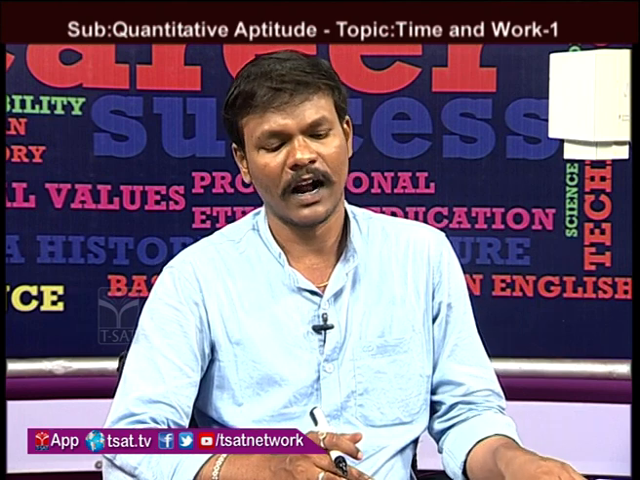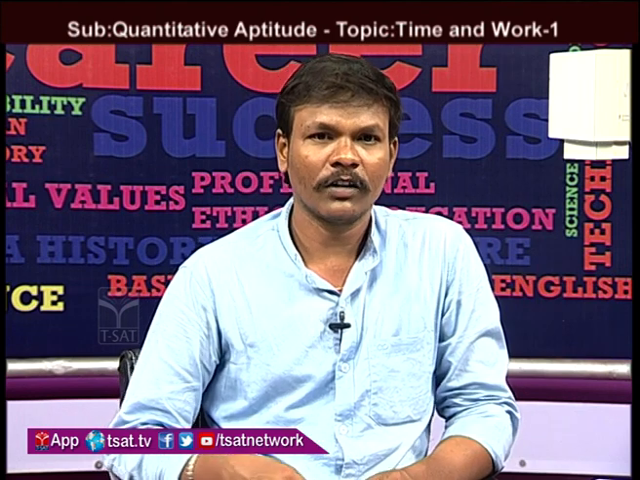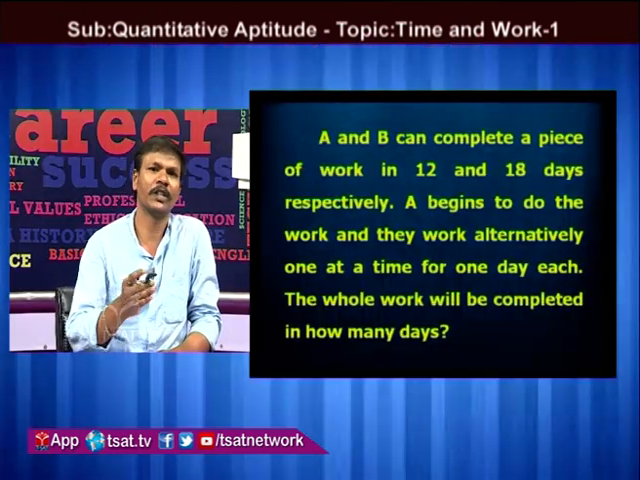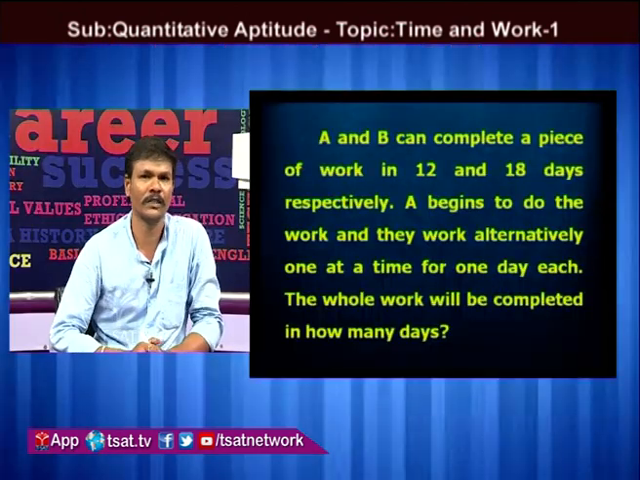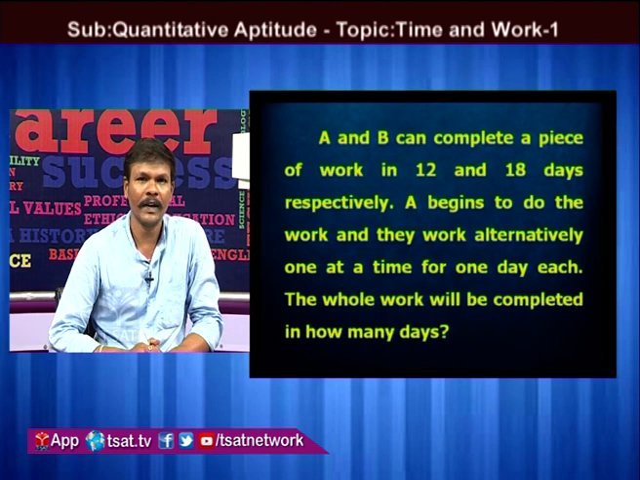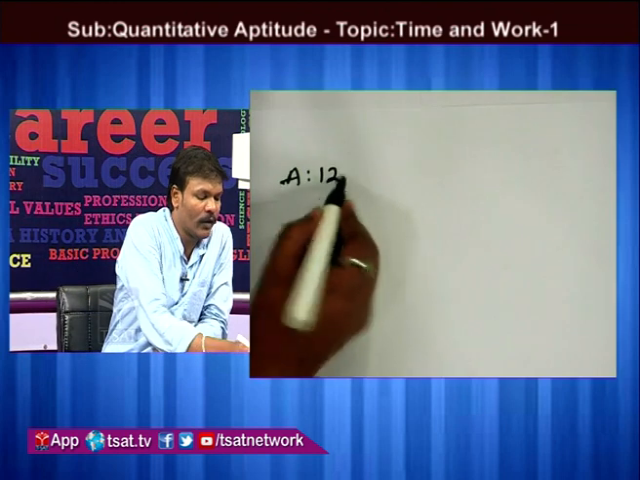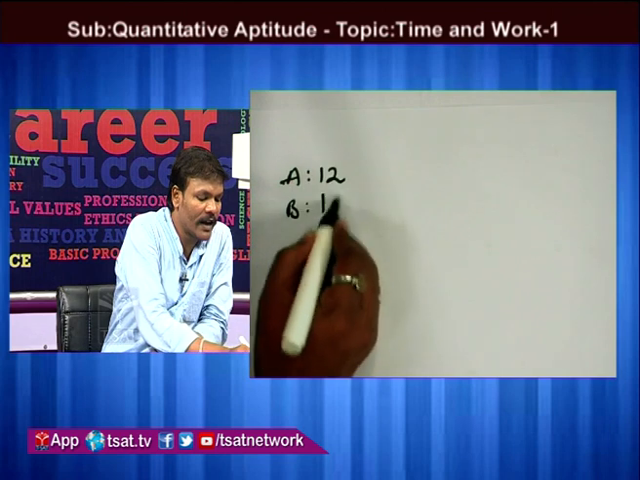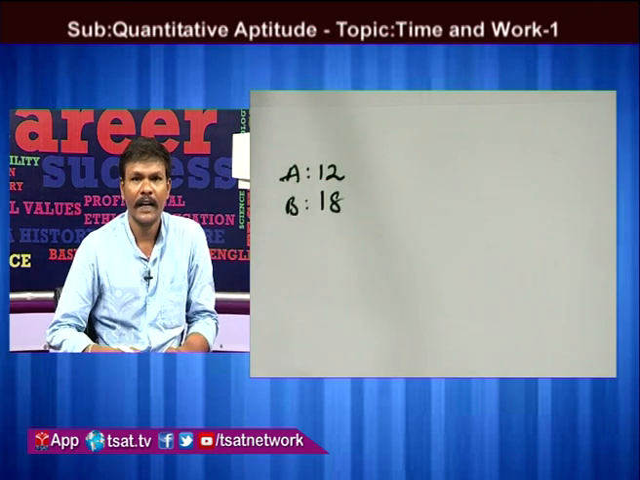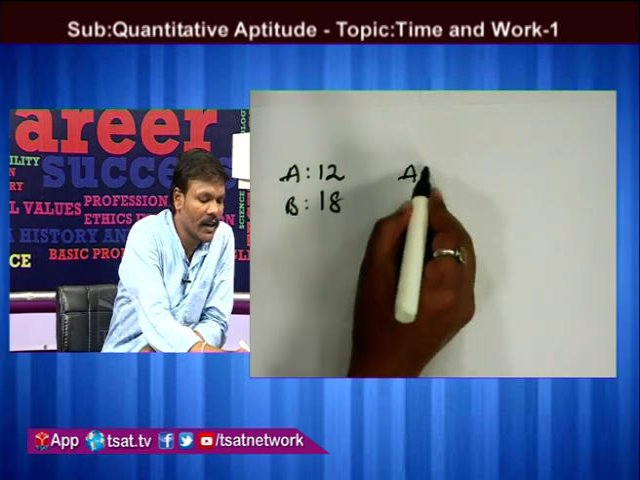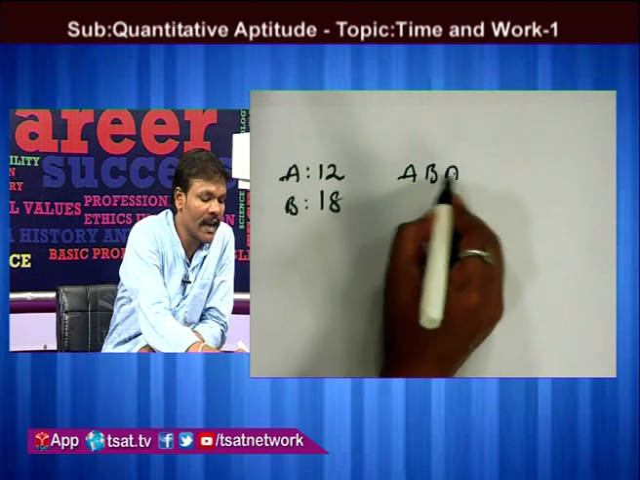So this is another important thing. Move on to the next question. We are discussing alternate days working, the same model as before, so we take another practice one. A and B can complete a piece of work in 12 days and 18 days respectively. So we take A 12 days, B 18 days. A begins to do the work and they work alternately, which means A starts, next day B, next day A, next day B.